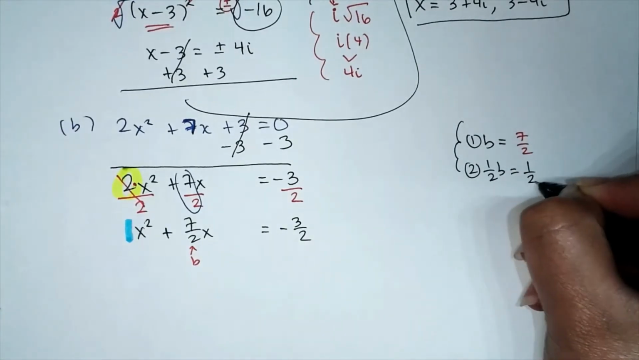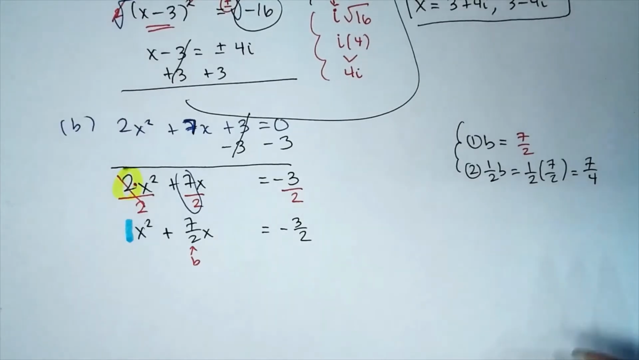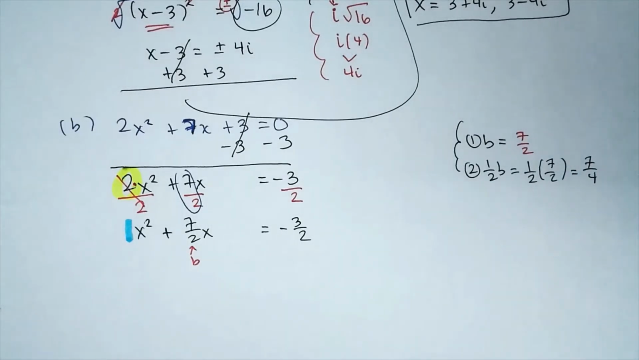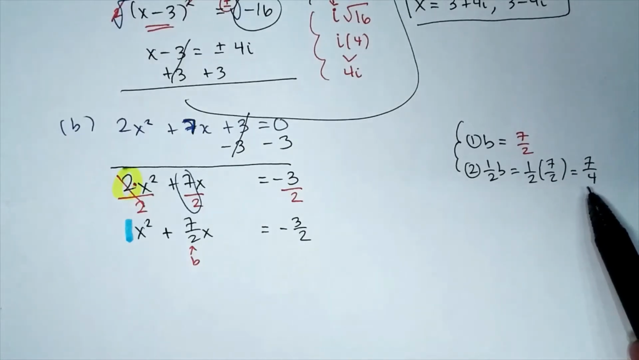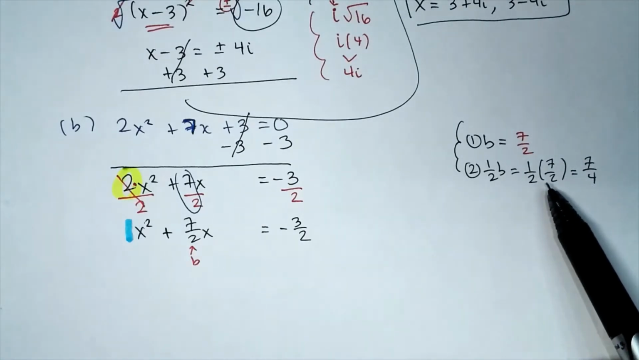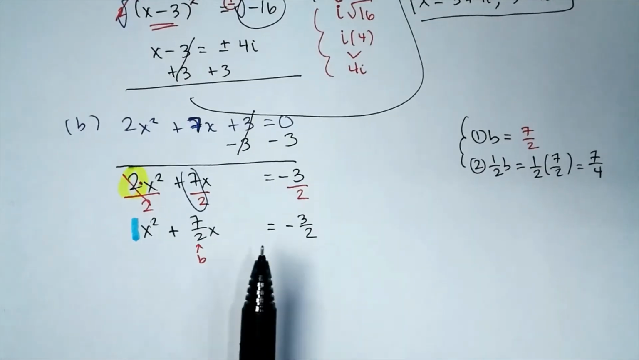So half of 7/2 equals 7/4. For problems like this is the reason why I prefer to say 1/2 times b versus b divided by 2. Because 7/2 divided by 2 still gives you 7/4, but I can do 1/2 times 7/2 in a heartbeat. Okay, I digress. So how do we complete the square?